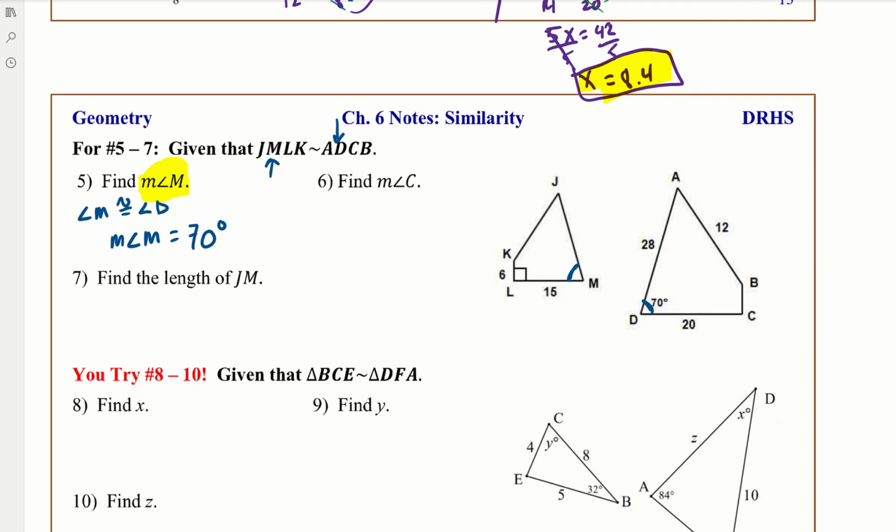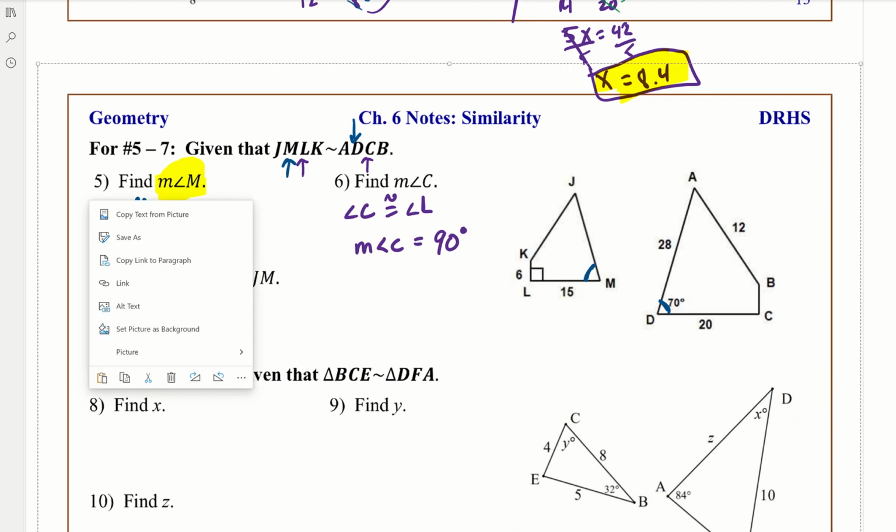Now we want to find the measure of angle C. Well, I know here that the measure of angle C is congruent to the measure of angle L. So here's C. Where's L? Oh, L is right there. L has a right angle symbol in it. So I know that the measure of angle C is 90 degrees.